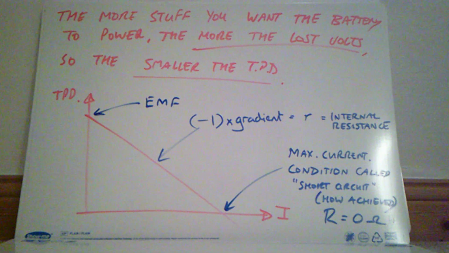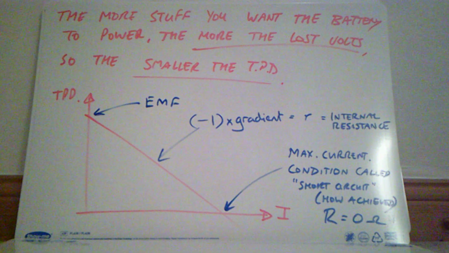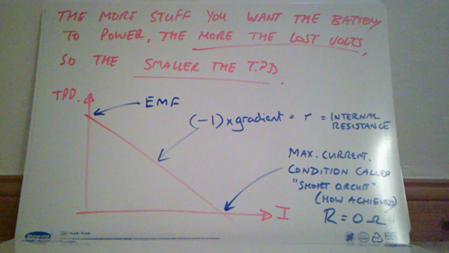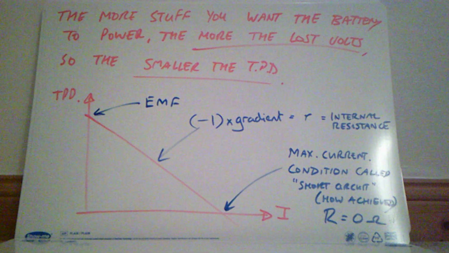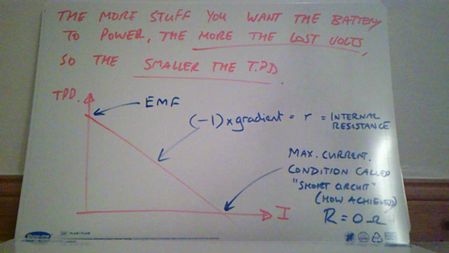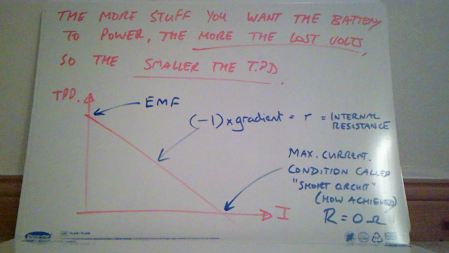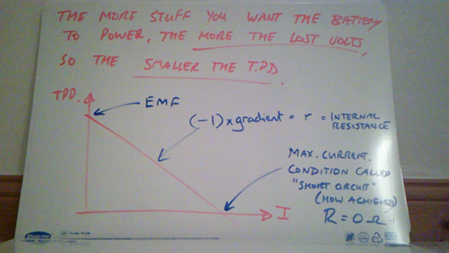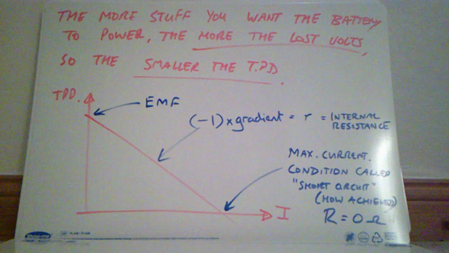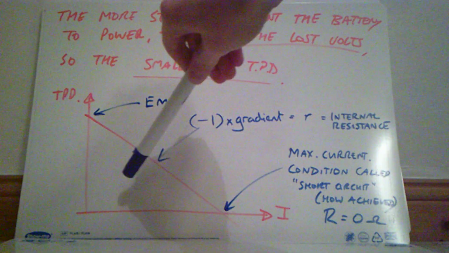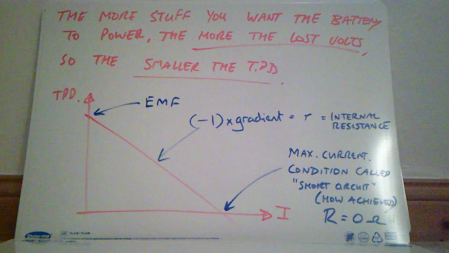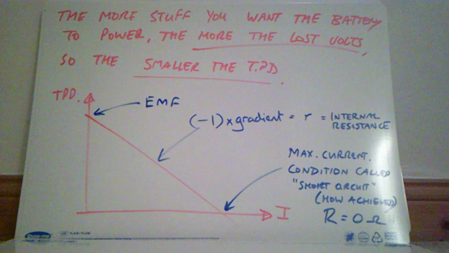So what we can do is, it's usually a very simple circuit, and we are asking the battery to provide or to push around more and more current. So current goes up and up. As we are asking the battery to do more and more, then more and more voltage is lost as lost volts, and so the terminal potential difference goes down. So here's the current going up, here's the terminal potential difference going down. If we plot this graph, there's a few things we can read out.